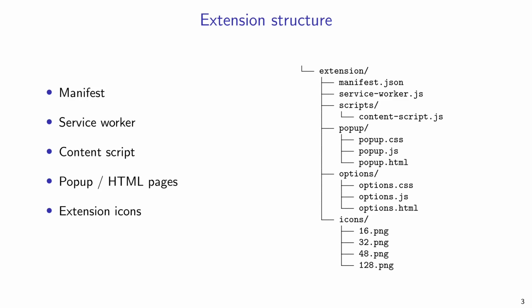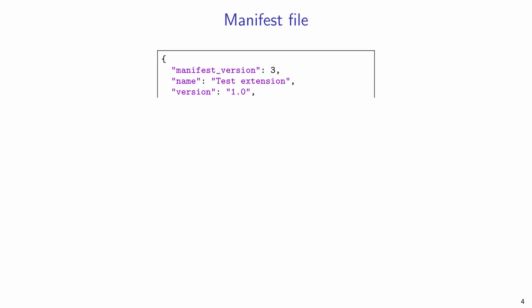Let's take a closer look at how this works by inspecting a simple test extension. The content of the manifest file is quite straightforward. First, we define the manifest version 3, which is the latest version of the extension platform. Then the name and version of our extension. For permissions, we request storage and web navigation permissions. The storage permission allows our extensions to store and retrieve data from a persistent storage area, and the web navigation permission lets us monitor and interact with the navigation events of web pages.